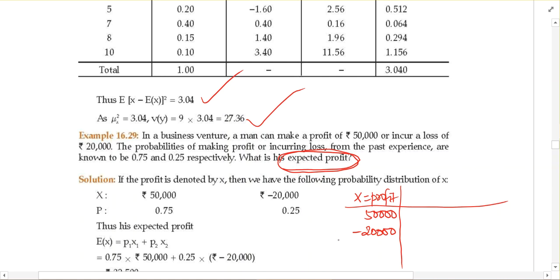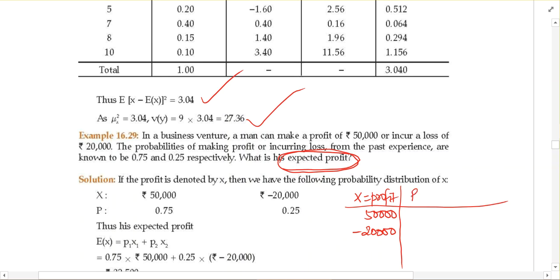Hence it is a random variable x, because if only one value was possible, then it couldn't be called a variable, because a variable must have at least two possible values. Otherwise it is not a variable. Okay, so x can be 50,000 or minus 20,000.